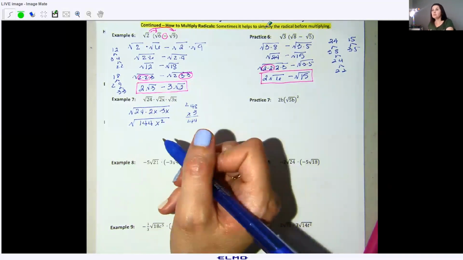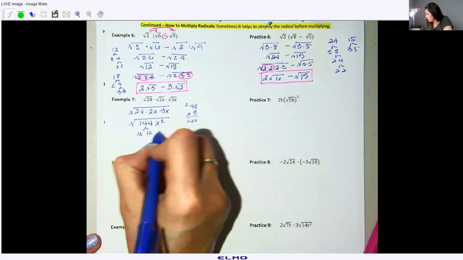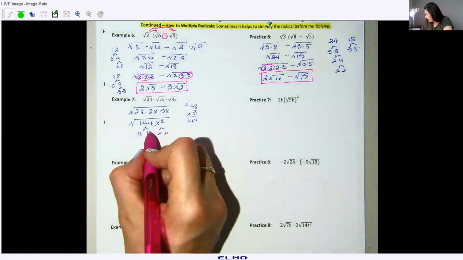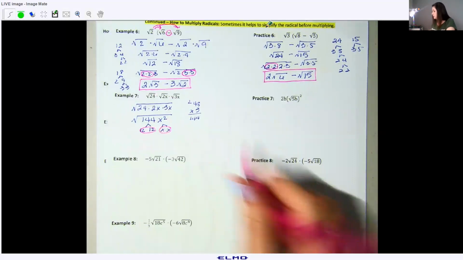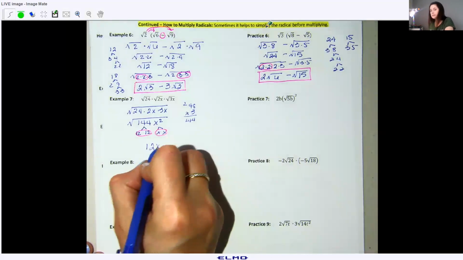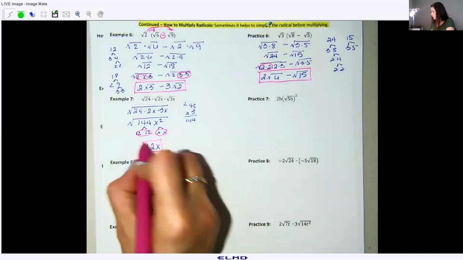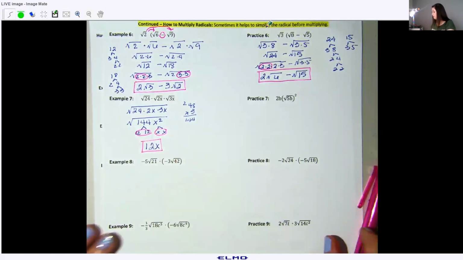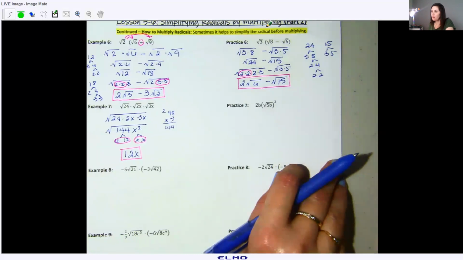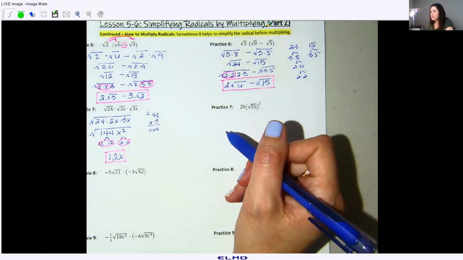So now I need to factor this, and I do know that 12 times 12 is 144, and then you have two x's. Those both pair up, so you end up with just 12x for that problem. All right. We are now going to do practice number 7. It's a little bit different.